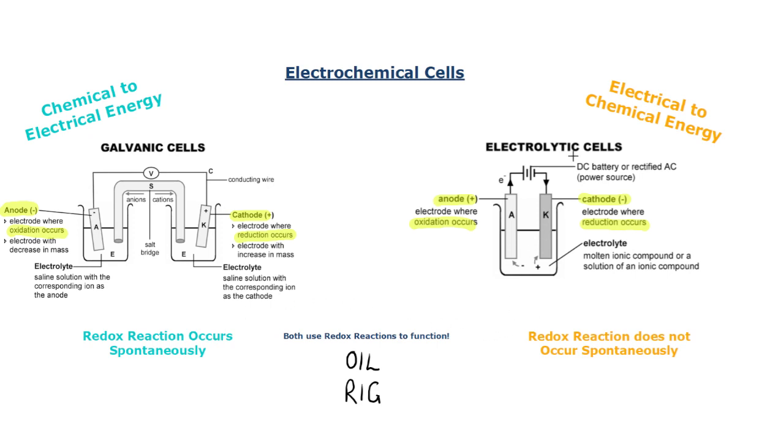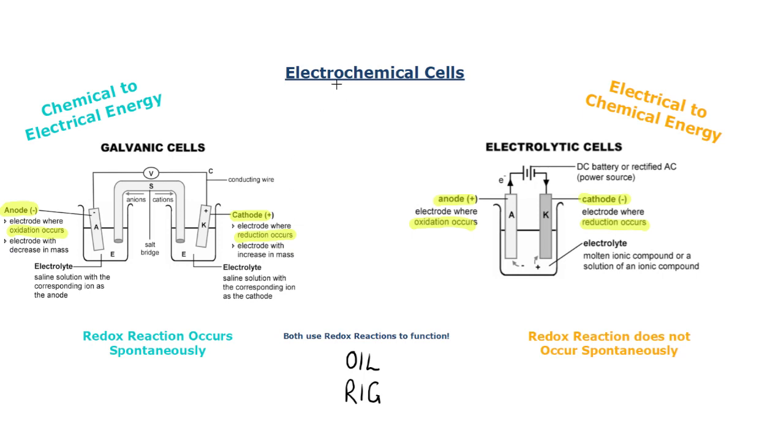But with electrochemical cells that don't happen spontaneously, we actually have to force them to do it. That's why we add the battery. The battery is there to force the redox reaction to take place. And so redox reactions do not occur spontaneously in electrolytic cells.